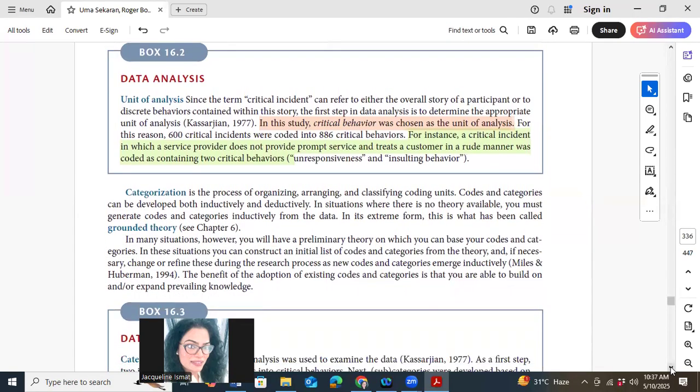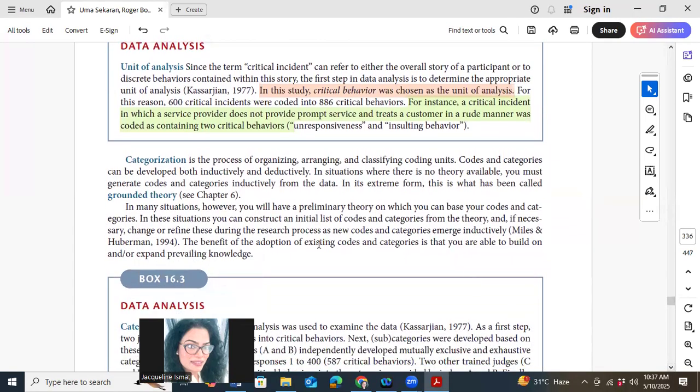So talking about categorization, it is a process of organizing, arranging and classifying coding units. So coding हमने पहले करनी है, फिर हम categorization की तरफ जाएंगे, right? Okay. Codes and categories can be developed both inductively and deductively. In situations where there is no theory available, you must generate codes and categories inductively from the data.